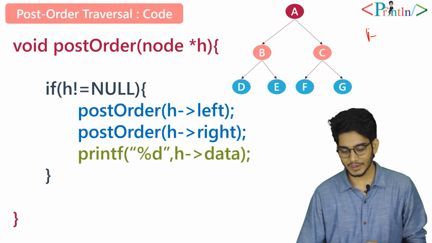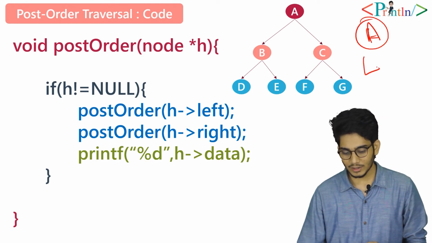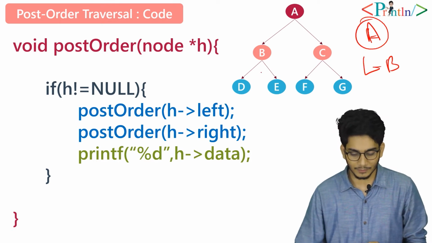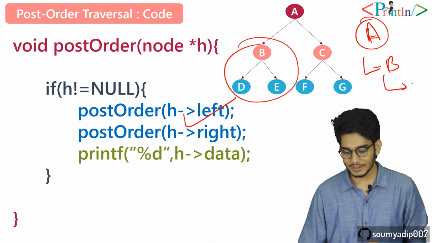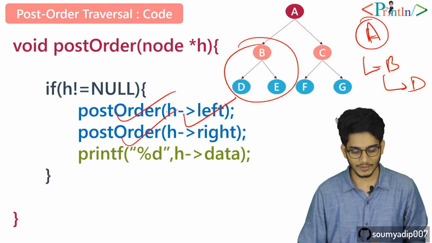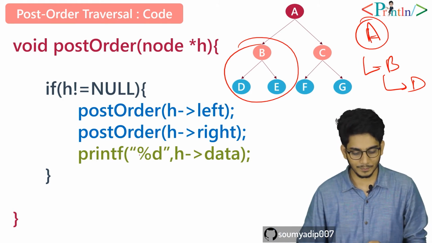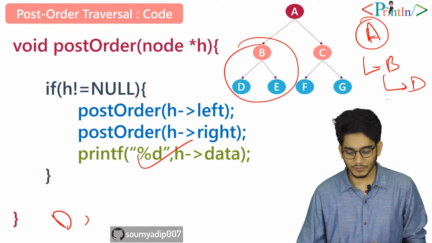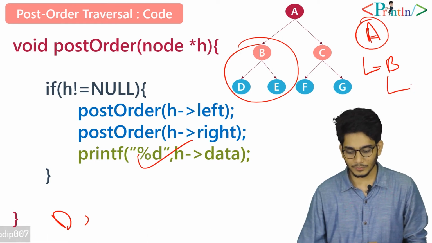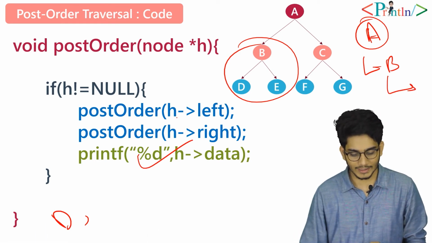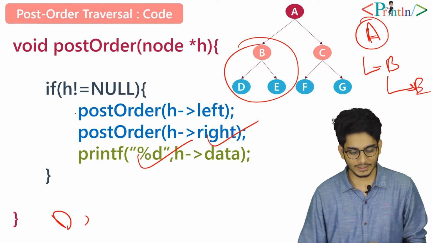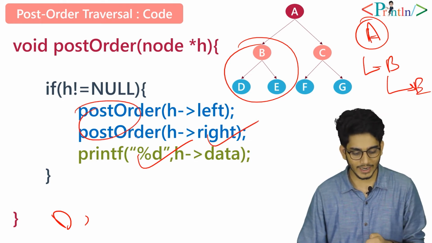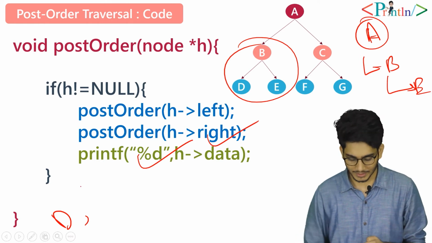At first we'll go for A, then we'll call B. Then when we come here, we'll go for the left of B, that is D. D doesn't have anything at its left and right, so we'll simply print D. Now the control will go here, then we'll call the right of B, that is E. E also doesn't have anything at its left and right. Now we'll print E.